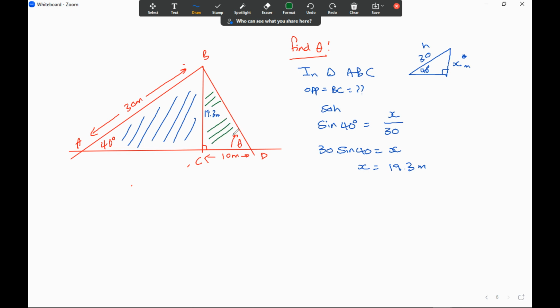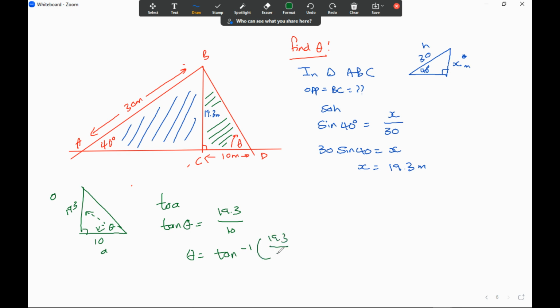Now I'm going to look at this triangle over here. If I redraw it, I've got 19.3 and I've got 10 and I've got theta. This is my opposite side and this is my adjacent side, so I'm going to use TOA. So tan of theta will equal 19.3 over 10. Remember, to find an angle, we always use shift. So 19.3 divided by 10 will get me my final answer. With a calculator, press shift tan, fraction button, 19.3 divided by 10. And that comes to 62.6 degrees. Whereas x over here is 19.3 meters.